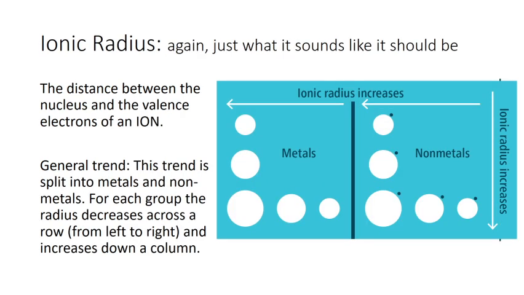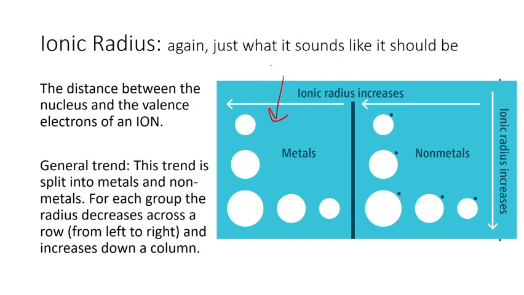So the next one, ionic radius, this is really similar. It's the distance between the nucleus and the valence electrons, except this time of an ion. For this one, the general trend is split into metals and nonmetals. For each group, the radius decreases across a row and increases down a column, just like atomic radius, and for the same reasons. However, with this one, there is one extra thing.